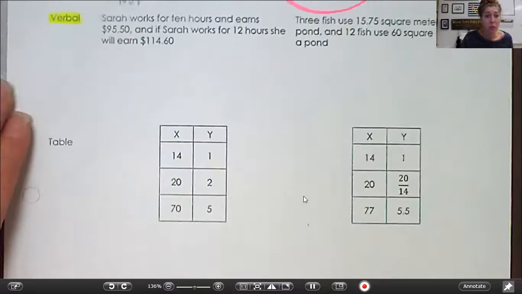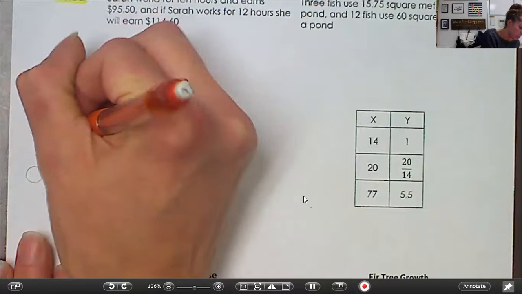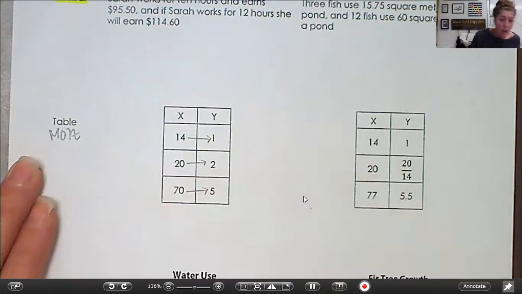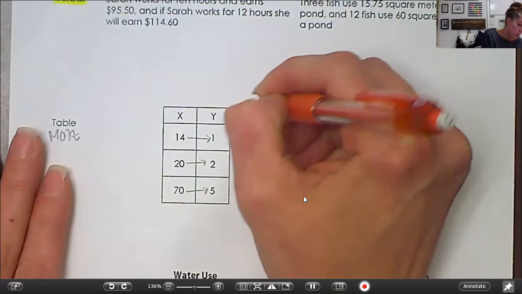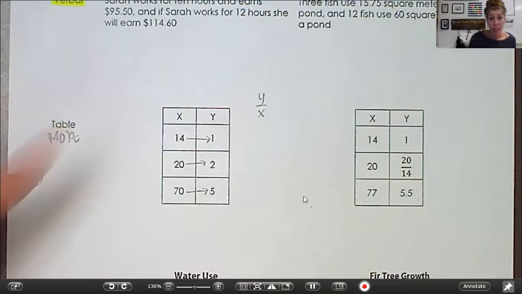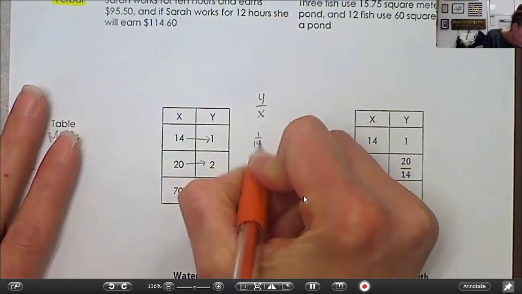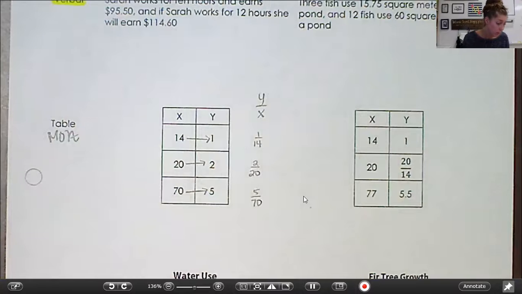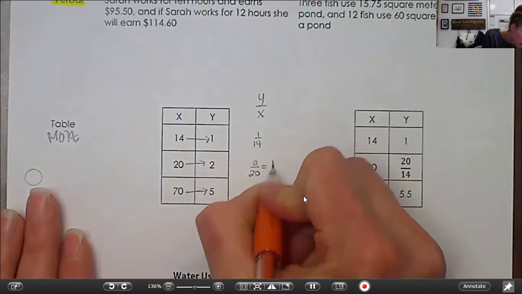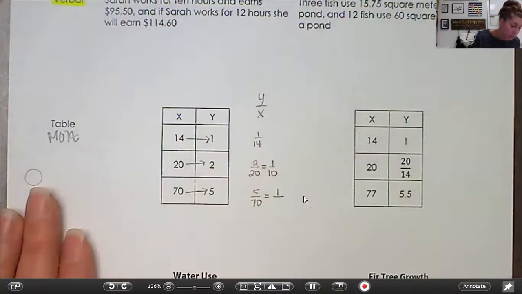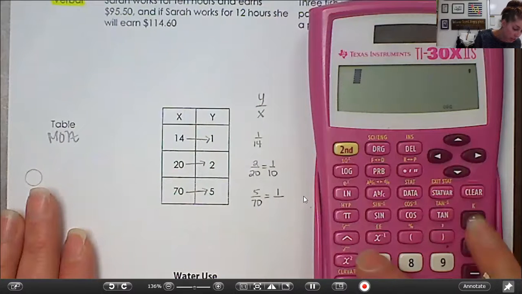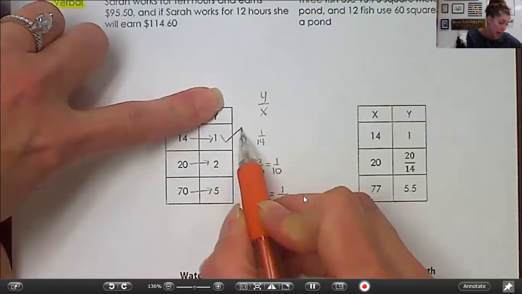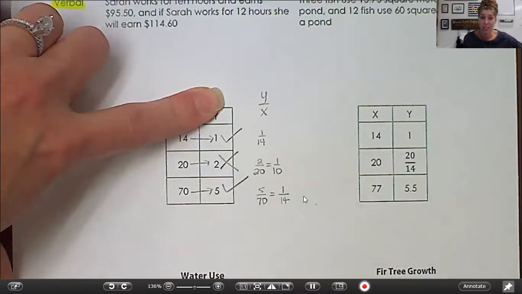For the table, remember you can try to find a common multiplier or divisor. You can take one of those numbers and put it over the other one, making those ratios. So 1/14th, 2/20th, 5/70th. Okay, now I need to reduce these. Ooh, 3 times 5 going to 70. So it looks like these two match, but this one does not.